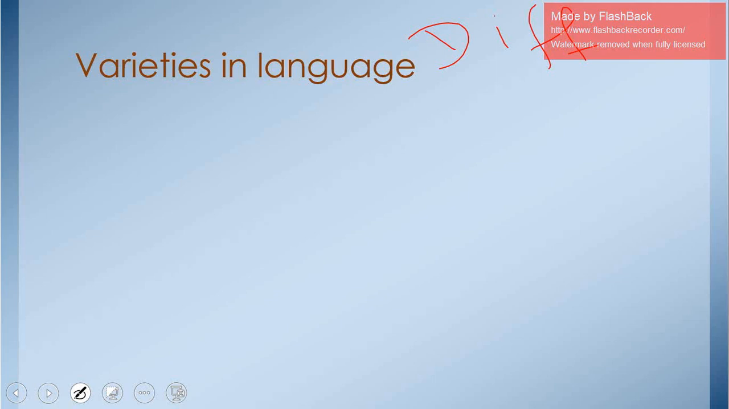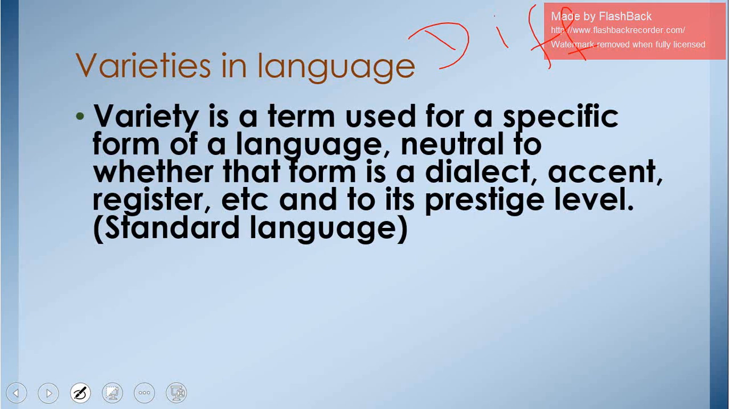So variety is the bigger umbrella, and all of the terms that I am discussing right now will fall into the concept of variety. Variety is the bigger thing, right? And all of the other things are a smaller portion of it. So variety is a term used for a specific form or type of the language.